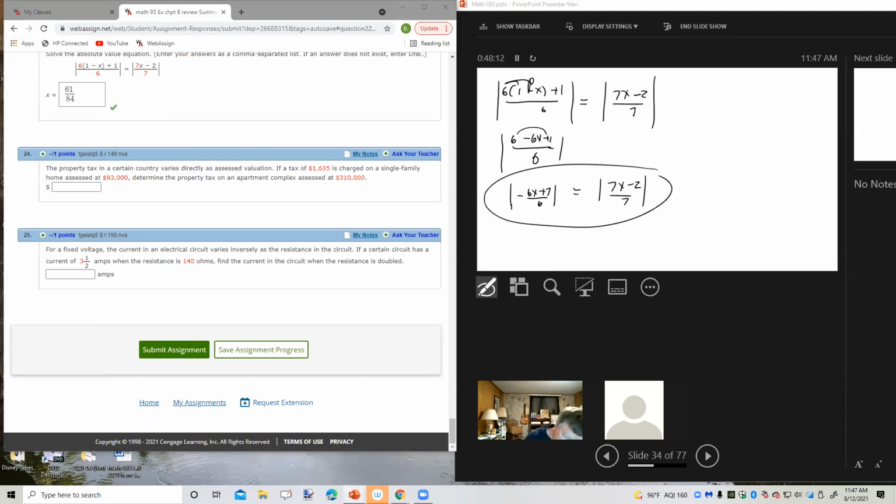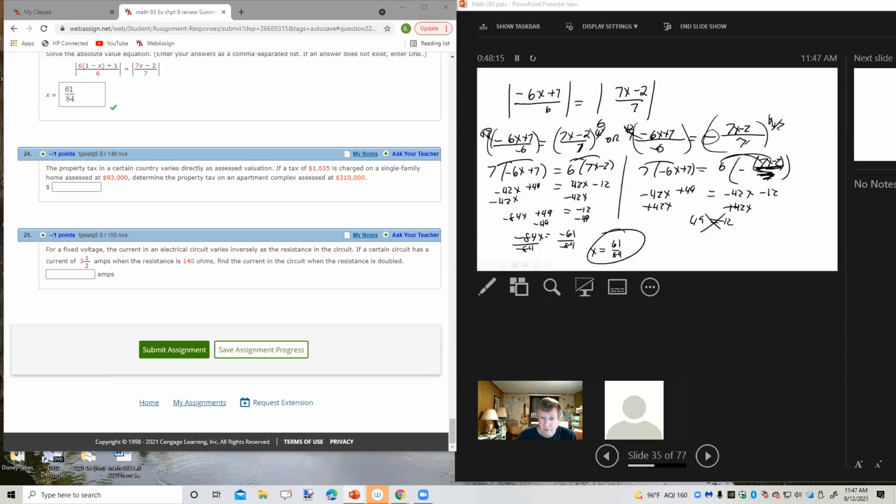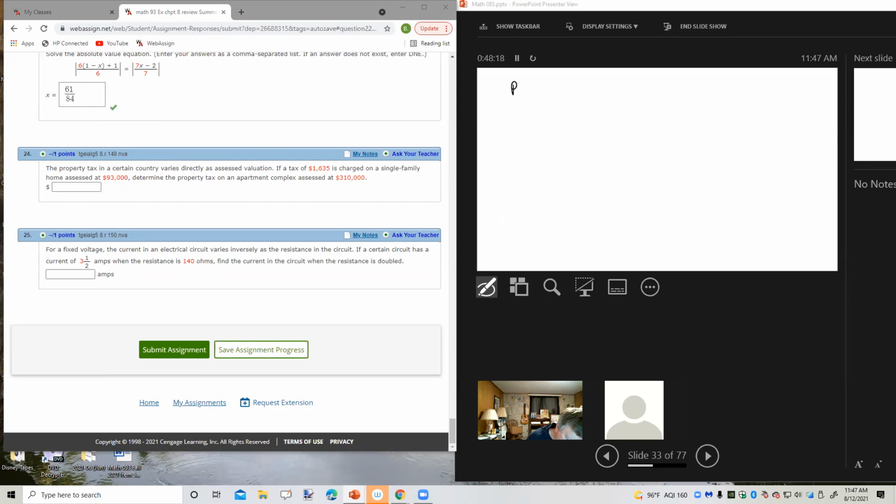So we've got property tax, let's call that big T, and directly assessed valuation, let's call that V, okay? Property tax varies directly as assessed valuation. So T equals KV. Remember K, variation constant, often not mentioned, but always present, okay?